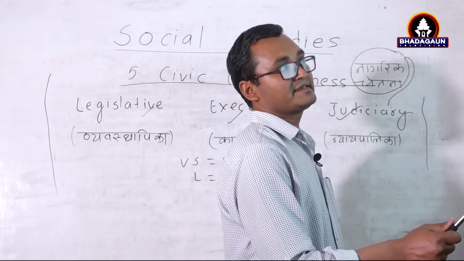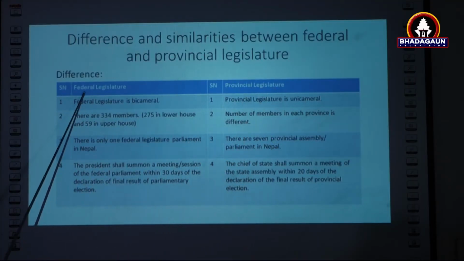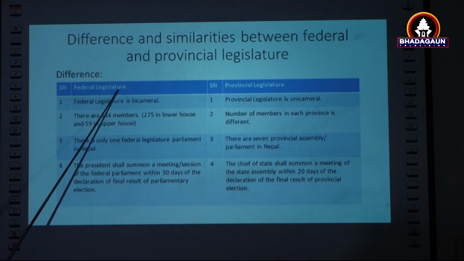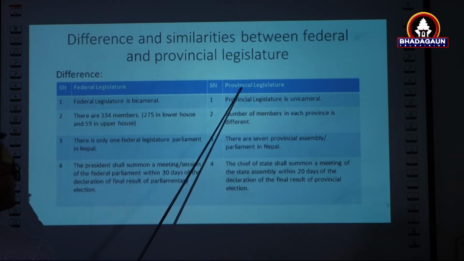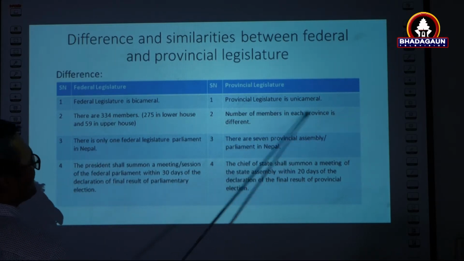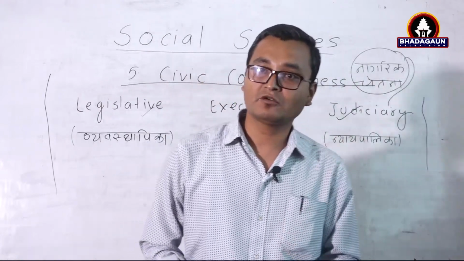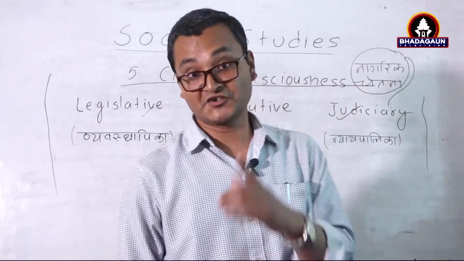First one is federal legislature is bicameral and provincial legislature is unicameral. Federal legislature means Sangiya Vyavasthapika, provincial legislature means Pradesh Vyavasthapika, it is also known as state assembly. 334 members, you know that 275 in lower house, Pratinidhi Sabha or House of Representatives, and 59 in National Assembly, the upper house. Whereas the number of members in each province is different, you know how many members are elected in the provincial assembly of Bagmati? 110, you are right.